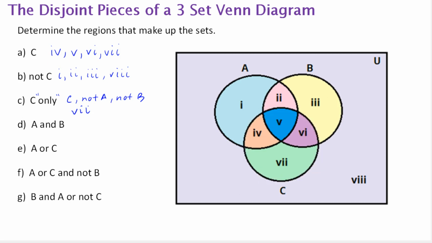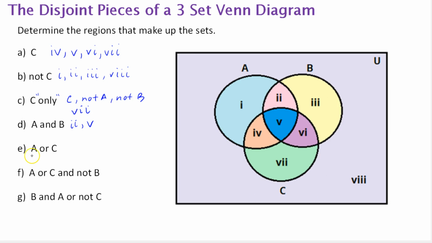Next question. We're asked to find A and B. So remember, and means intersection. Here's A, here's B, so that's where A and B overlap. And when we had a 2-set Venn diagram, this was just one region, but now that we're including C, there's 2 regions that are both A and B. You can be A and B and not C, or you can be A and B and also C. Since it's not referencing C, we would need to include both of these regions. So A and B is the regions 2 and 5.